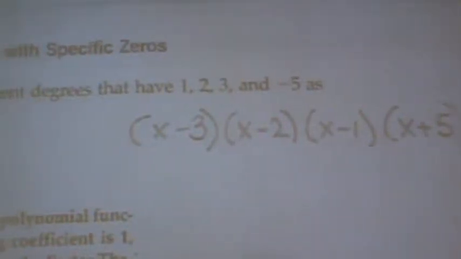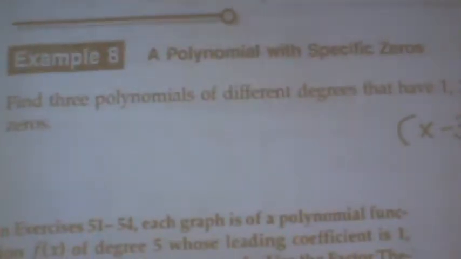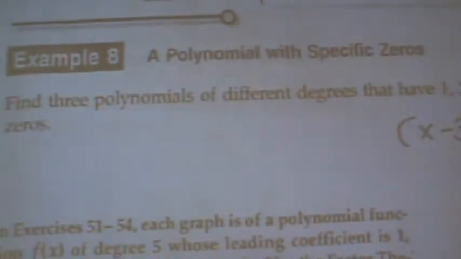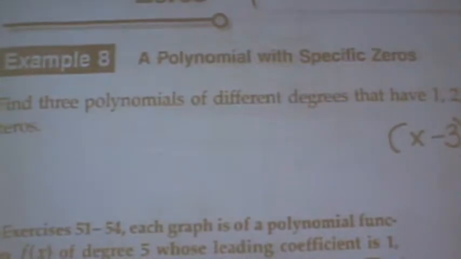Are we on? Okay, this is a continuation. We ran out of tape, memory. So example 8, we were in the middle of this. We were writing, it says find 3 polynomials. We're just going to write 1.